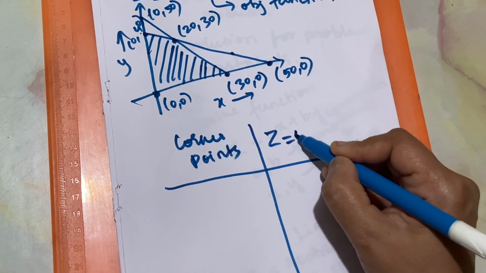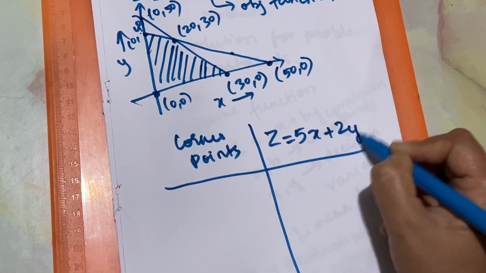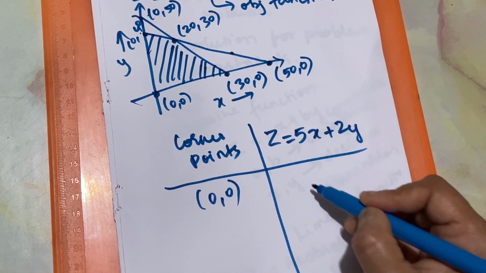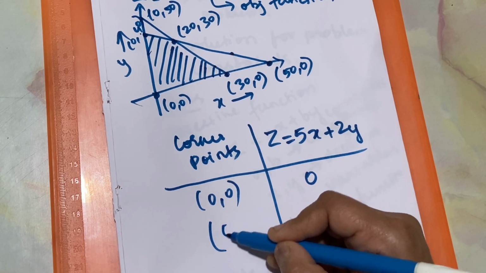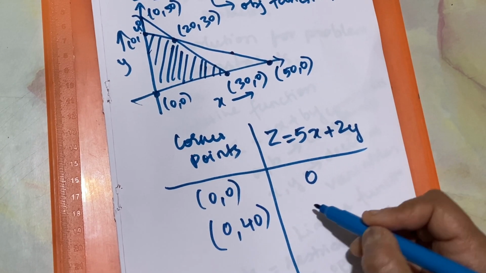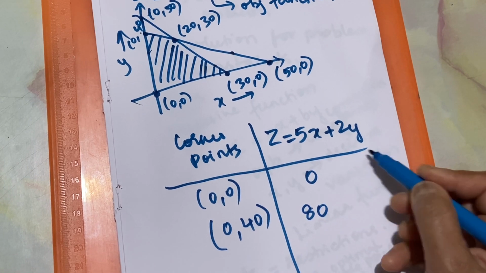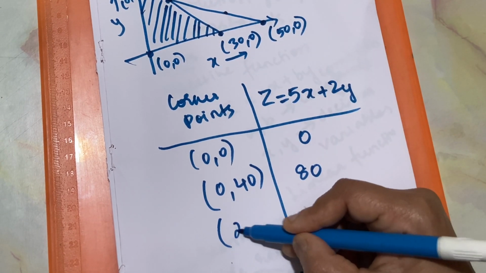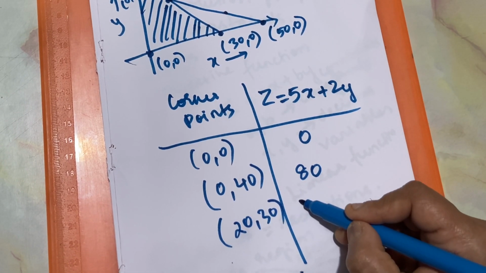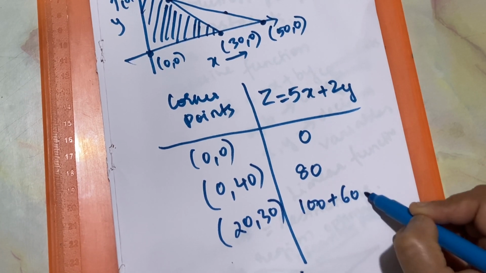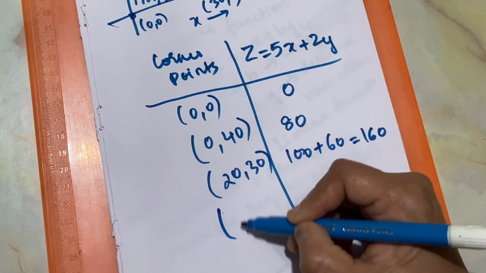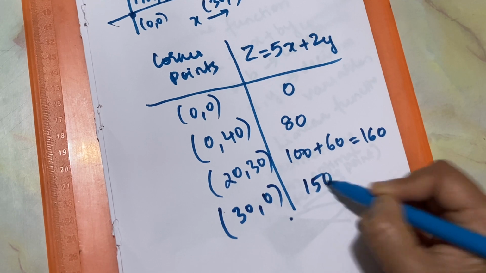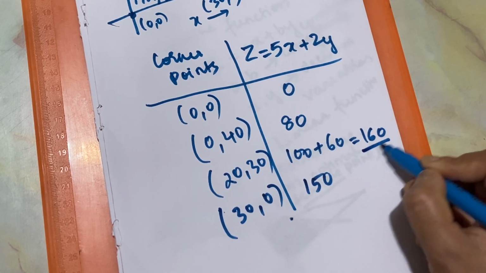Now we have the objective function written here. The corner points are 0, 0. Substituting for x and y, I get 0. Another corner point is 0, 40. Here I get 80. 2 into 40 is 80. Another point is 20, 30. I get 100 plus 60, that is 160. This is 30, 0. Here I get 150. Of all the values, this is the maximum value.